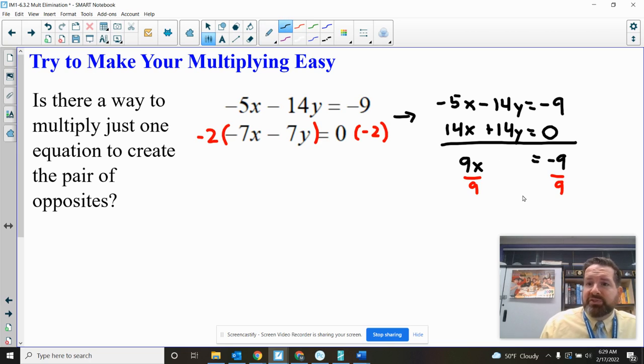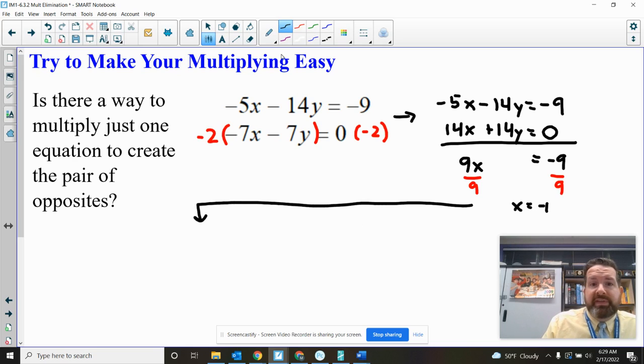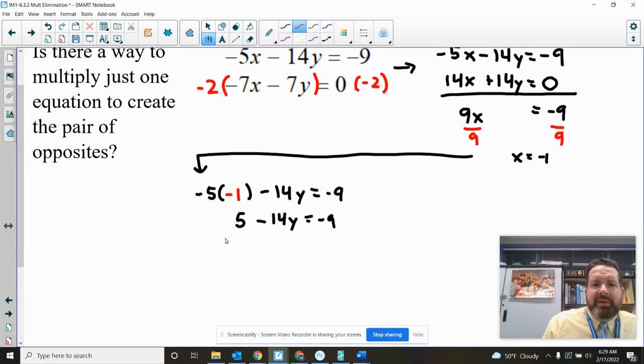So now we're finishing out this elimination process. X is -1. Now, just because I'm out of space over here, I'm going to come down here and continue my work to finish out. So next up, I'm going to put this -1 in for my x in one of the equations. I'll just choose the top equation. So my -1 goes in where the x is. -5 times x minus 14 times y equals -9. Simplify this. That's just regular 5. And from here, I want to get y by itself. So a little bit of that.